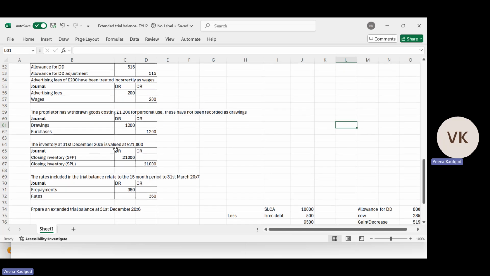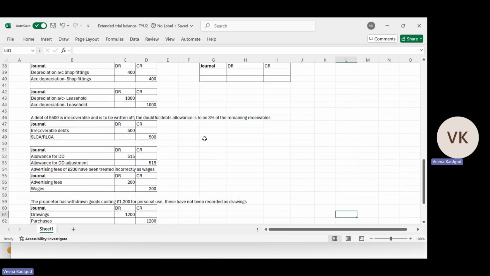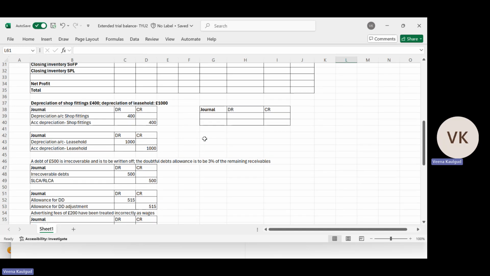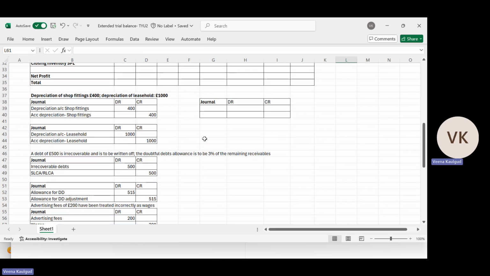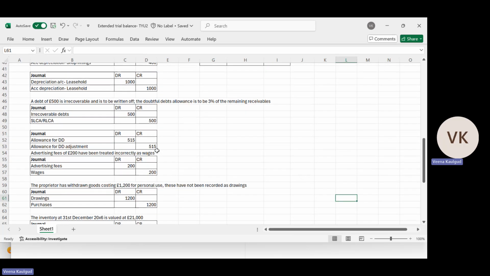Now the inventory at 31st December. See guys, these journals are really very important. If you understand these journals, how to do them and how to record them, half your job is done. So you need to understand how to do these journals.